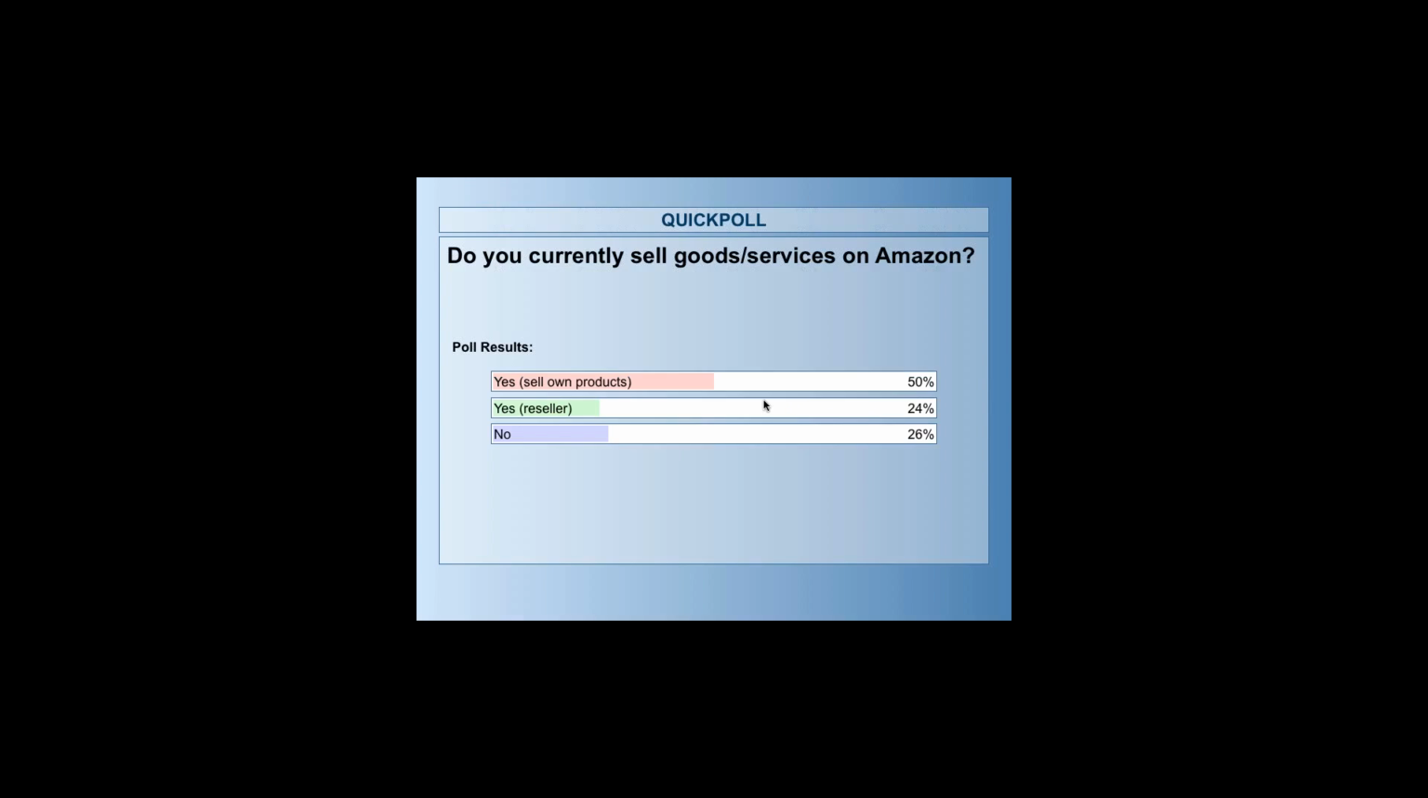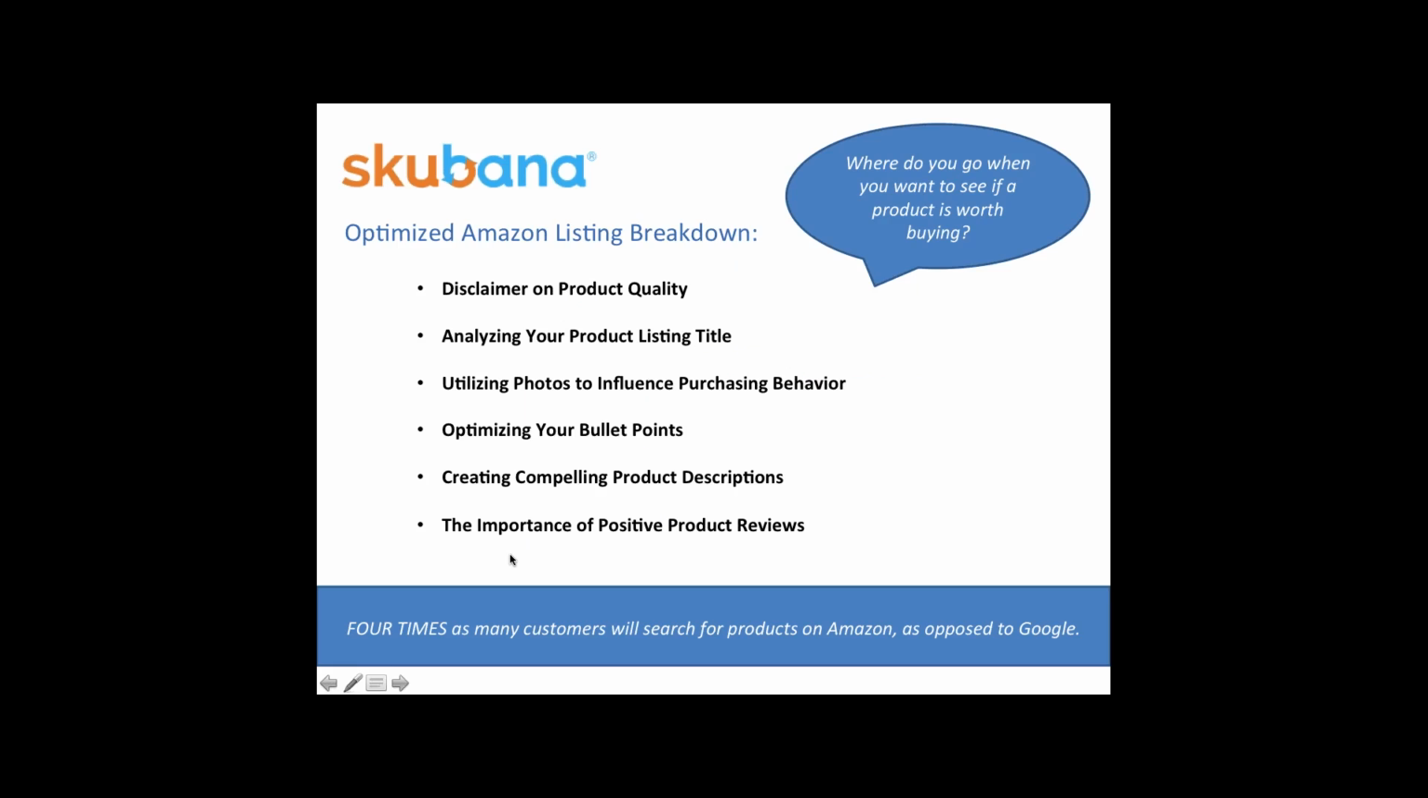All right. So you can see that 75% of people currently sell on Amazon, and half of all respondents are actually selling their own goods. So some interesting insights for you guys as you're giving your feedback around what to do with Amazon.